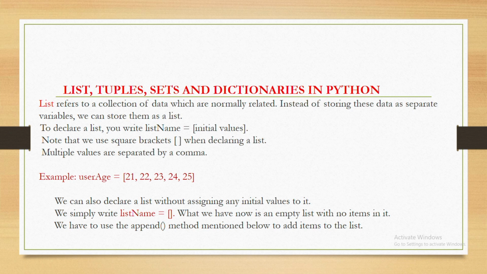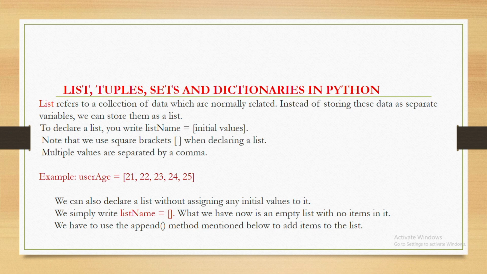For example, we can see here a list which is the user age. We are declaring this list and giving it initial values. So the values are 21, 22, 23, 24, 25. Assume these are different users whose ages we are given here. And we can also declare a list without assigning any initial value. We are going to see all these things when we work practically in our PyCharm, our integrated development environment.